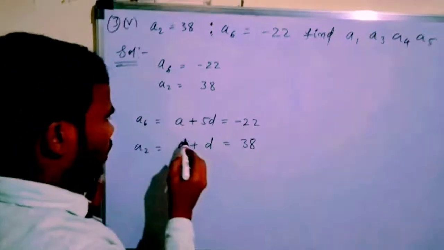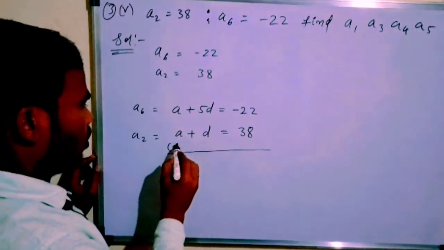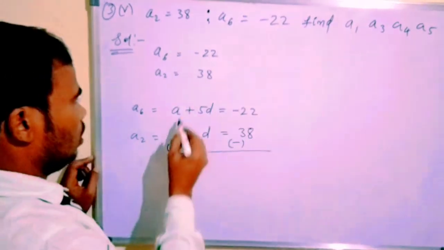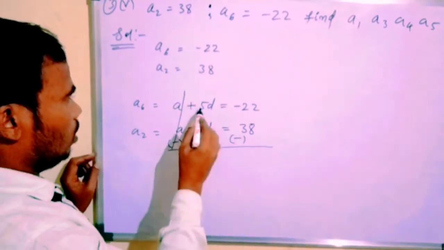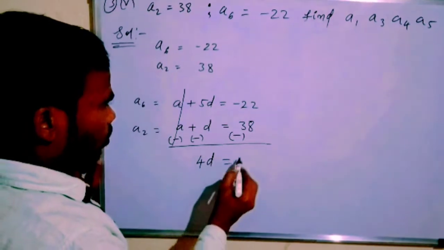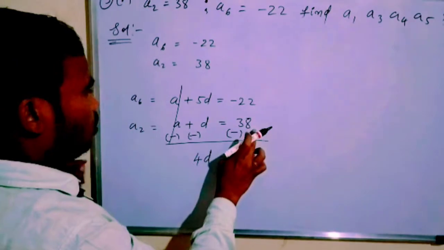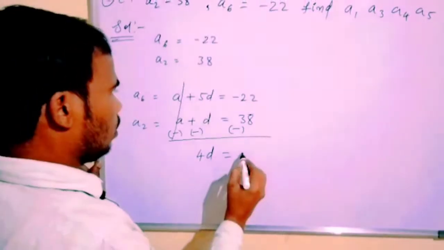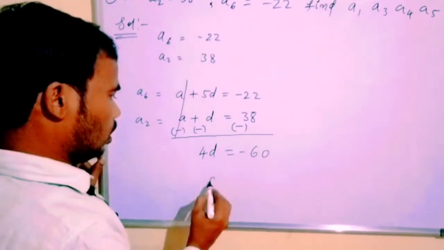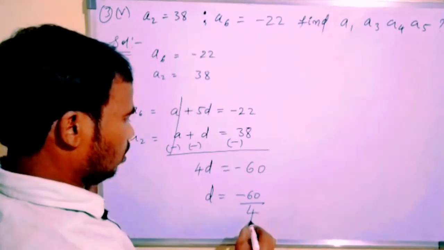Now the a value is the same in both. Now here we are subtracting, so the signs change. Here also plus is there, instead minus; here also minus, right? So plus a minus a cancel. Plus 5d minus 1d is equal to 4d. So here is minus 22 minus 38. 38 plus 2 is equal to 40, 40 plus 20 is equal to 60. Both are minus, so it is a minus symbol, right? Now d is equal to minus 60 by 4, the 4 transposes to the right side as division.